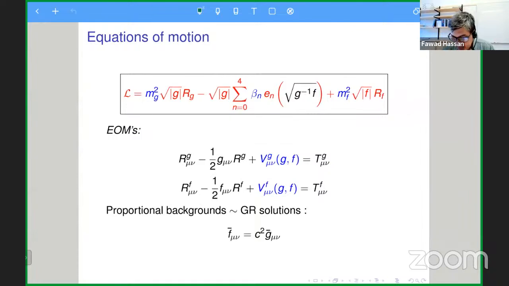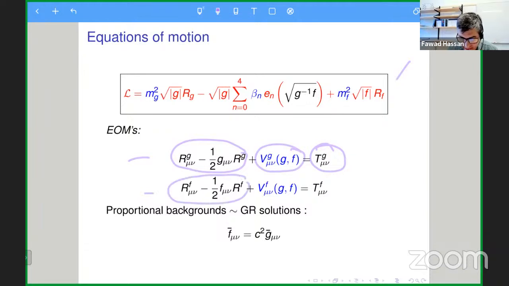Okay, so now we move on to the equations of motion. This was our action. We write down the equations of motion, and they look like this. As you can see, this is the Einstein tensor for the geometric matrix, and this is the standard matter energy momentum tensor. The only difference from the standard Einstein equation is this extra piece which involves G and F. And same for the F theory: the Einstein-Hilbert term for F, the energy momentum tensor for the F sector, and then another contribution which gives the interaction between the F matrix and the G matrix. So the structure of the equations of motion is rather simple.